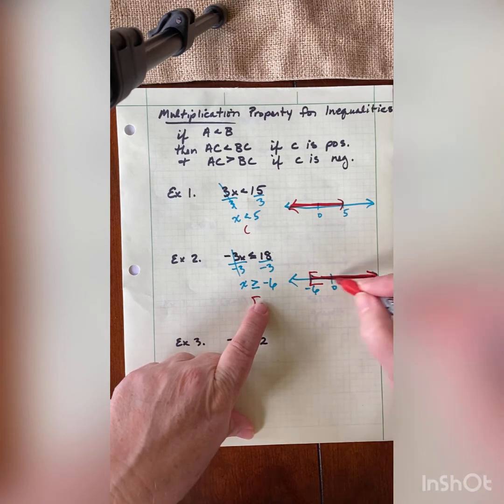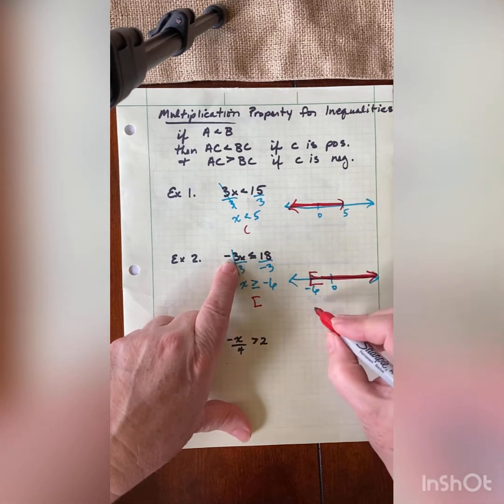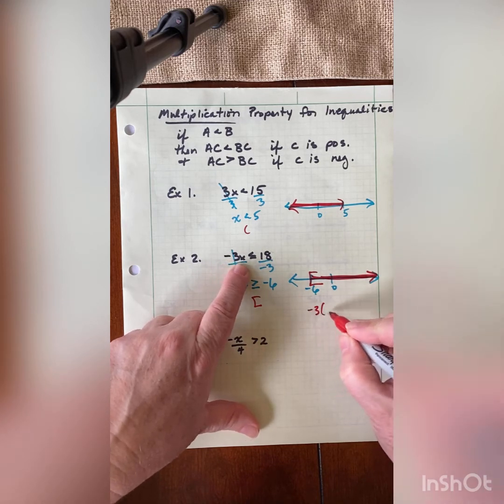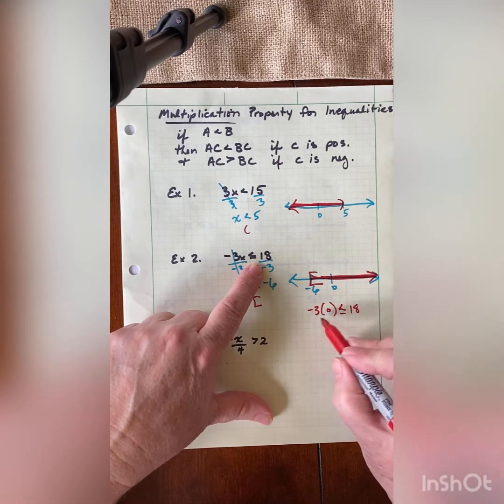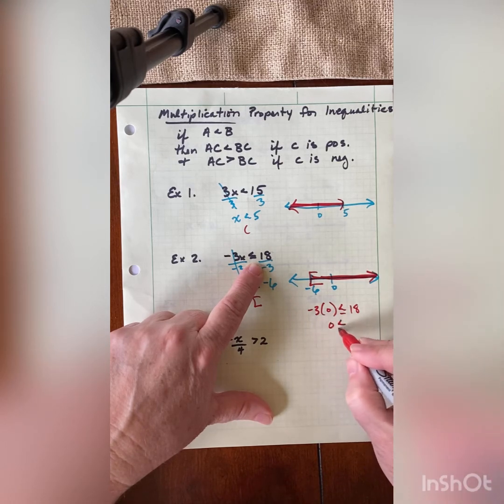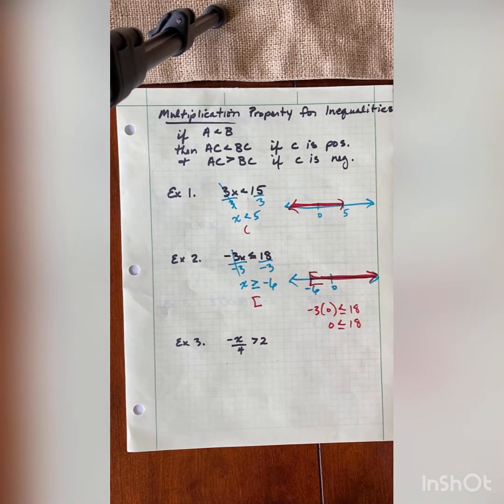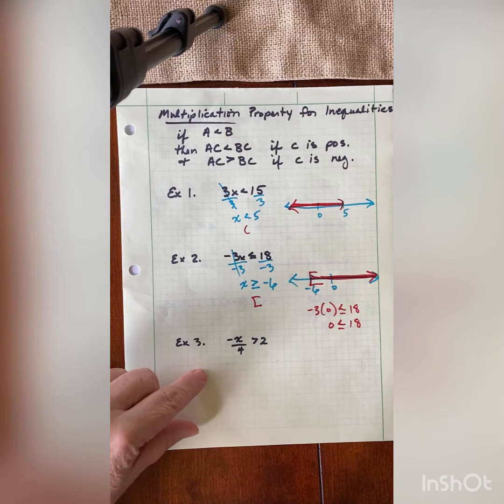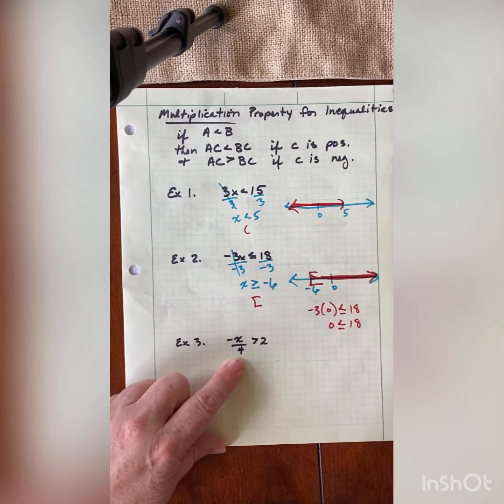Pick any point over here and let's see if it becomes a true statement. I'm going to put 0 in there. So if I have -3 times 0 is less than or equal to 18. -3 times 0 is 0. Is 0 less than or equal to 18? Yes, it is. So that's a true statement. So this does work.